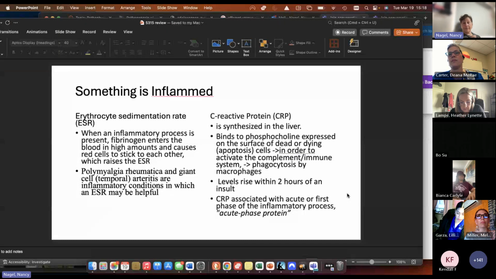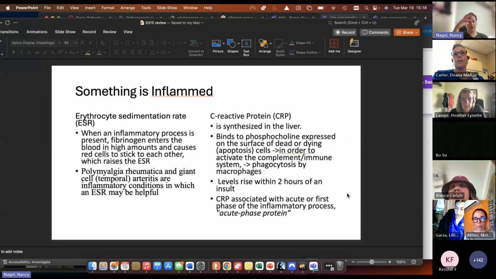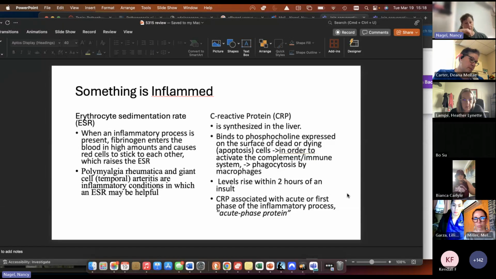All right, so let's look at some inflammation labs. So ESR and CRP are two of the inflammation labs that we use a lot. Literally, when we're doing an ESR, they draw the blood and they put the blood on the counter and they actually watch how the red cells drift to the bottom. So when you have an inflammatory process, fibrinogen comes in and causes the red blood cells to stick together.